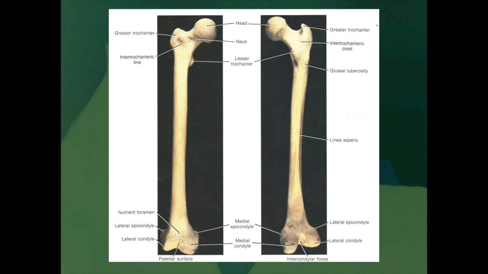Now, the size of these locations are also important when you're talking about estimates of the overall size of an individual that you're looking at. And it will tell you something about the robusticity of the associated joint itself.